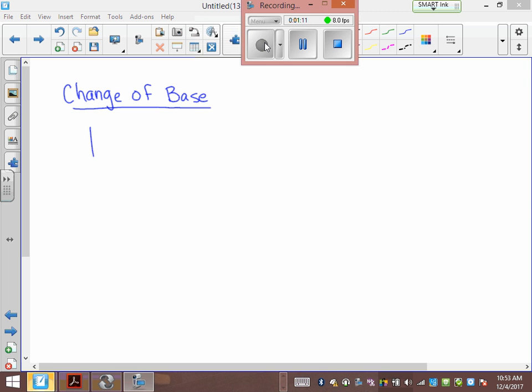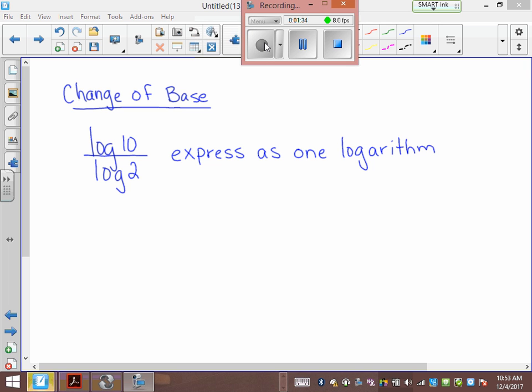So say I gave you log 10 and log 2 like this. So I've done it the other way. If I give you an example like this, and I tell you to express it as one logarithm, how could we write this? Right now it's 2 logs. I want it to be expressed as 1 log.